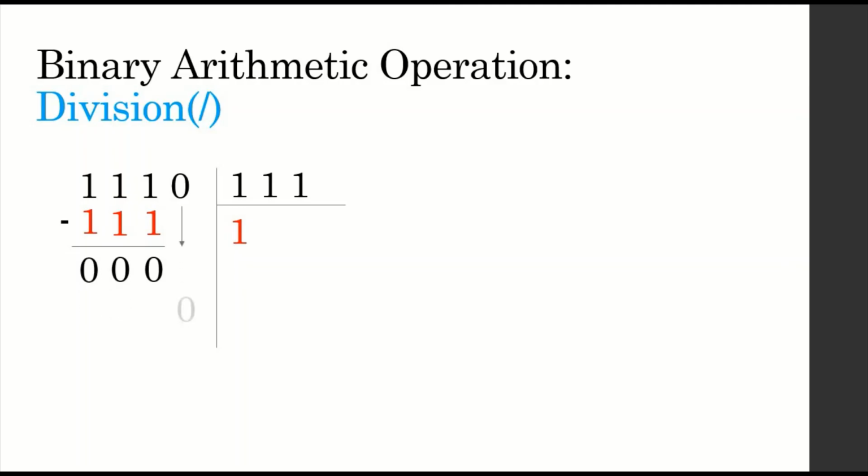Then we bring down the 0 remaining at the top. We are going to divide it by 1, 1, 1. So we put 0, then when we subtract, we still get 0. So this is the quotient between 1, 1, 1, 0 and the triple ones.